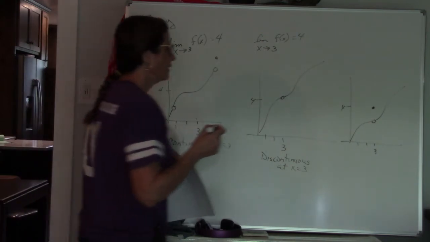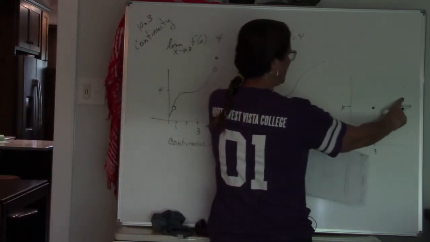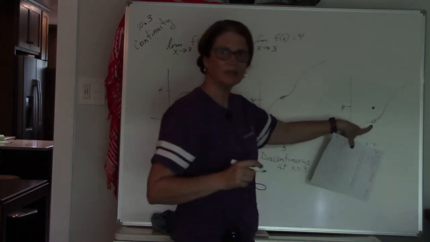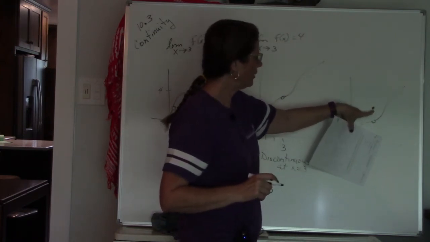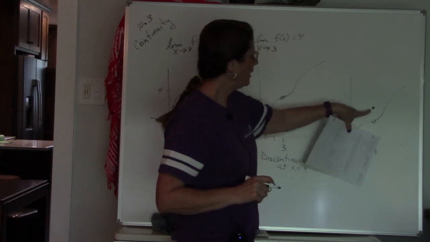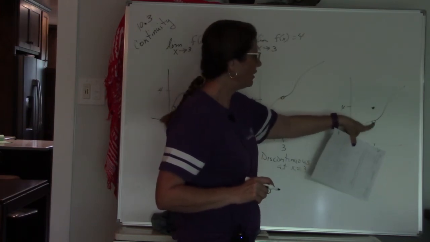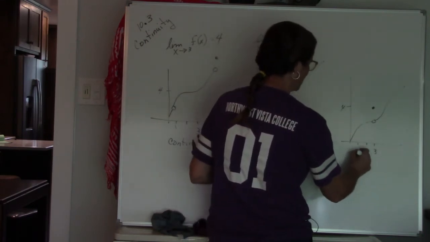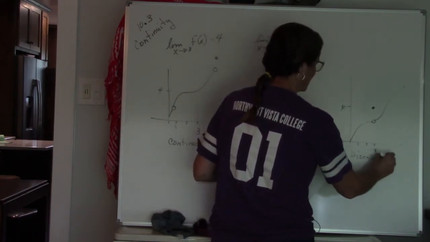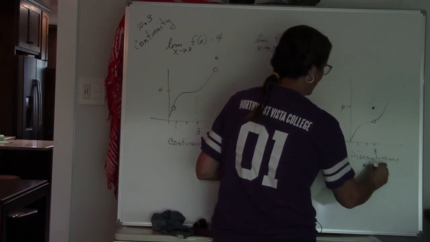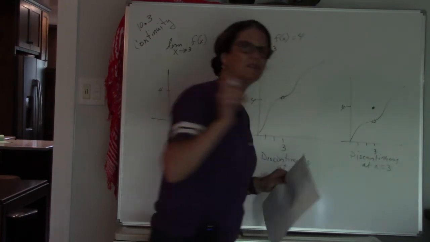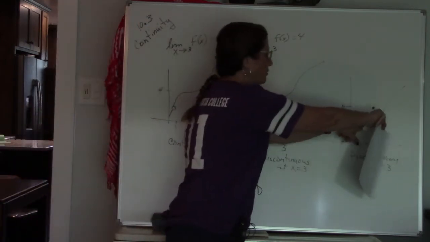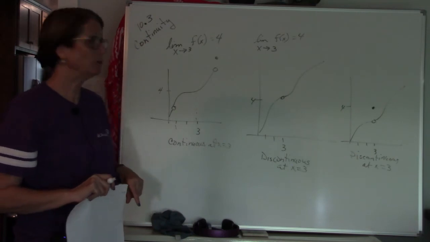Okay? This one, my limit does exist, right? It's not continuous because, again, I have to jump up here and then jump back down. And I have a point here, but not a point here. So this is also discontinuous at x equals 3. But it does not mean that the limit doesn't exist, because my fingers do come together at that value, at that open hole, okay?